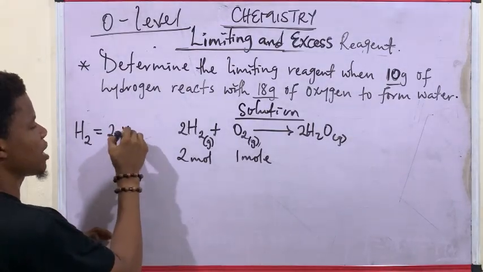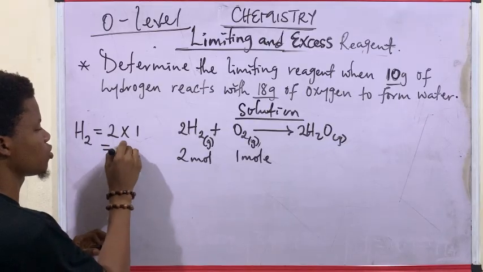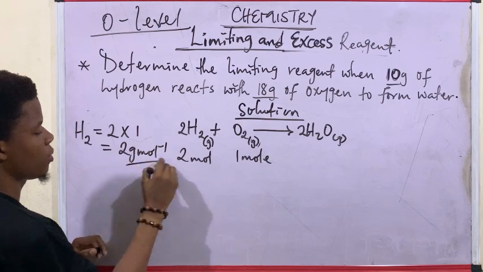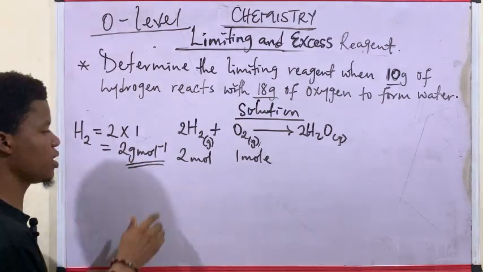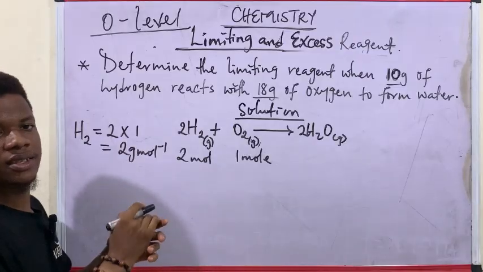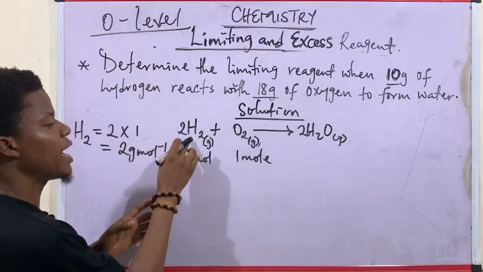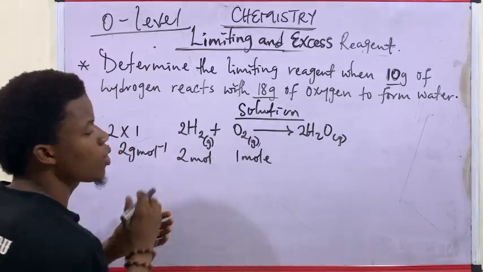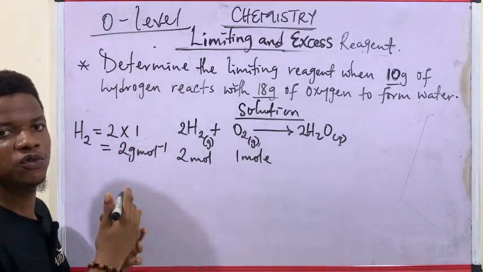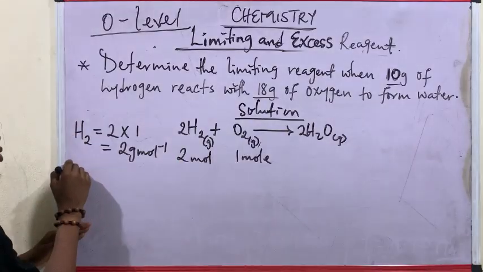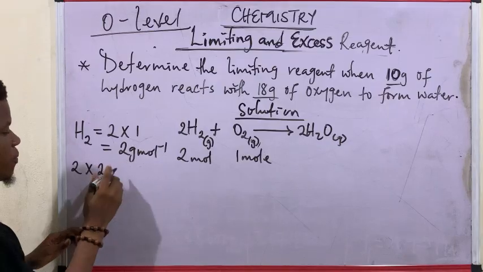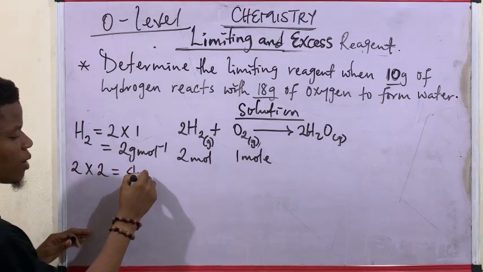2 times 1 is equal to 2 gram per mole. Now, please take note that we want to get the mass of hydrogen that reacted with oxygen. So the mass of 2 mole of hydrogen is 2 times the molecular mass, which is 2. So 2 times 2 becomes 4. So we have gotten the mass.